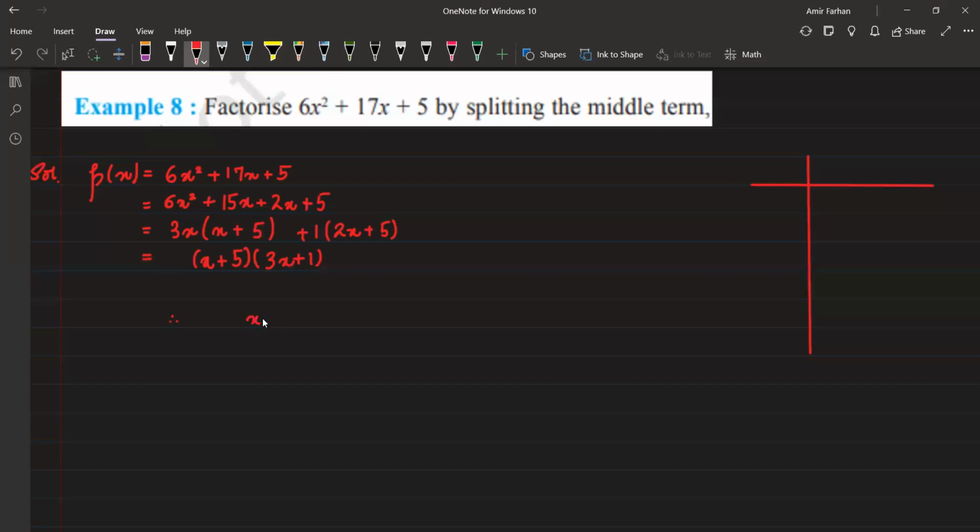So x plus 5 is equal to 0 and 3x plus 1 is equal to 0. So x will be equal to negative 5 and x will be equal to minus 1 by 3. Clear?